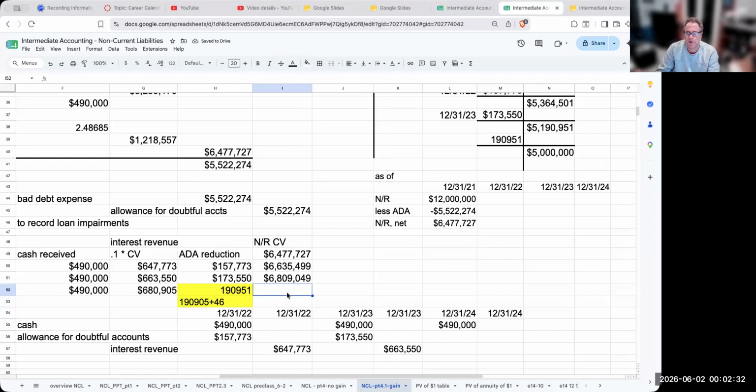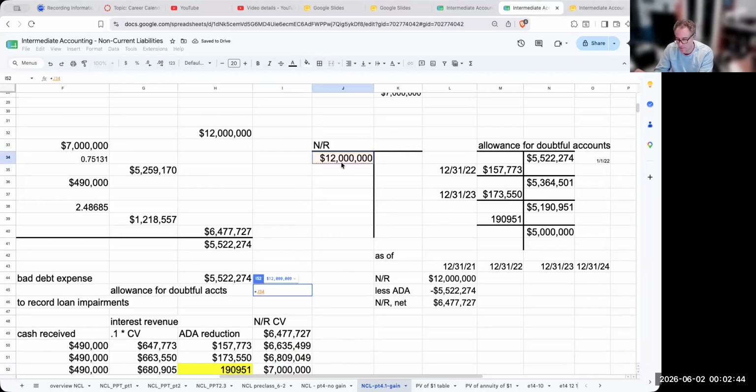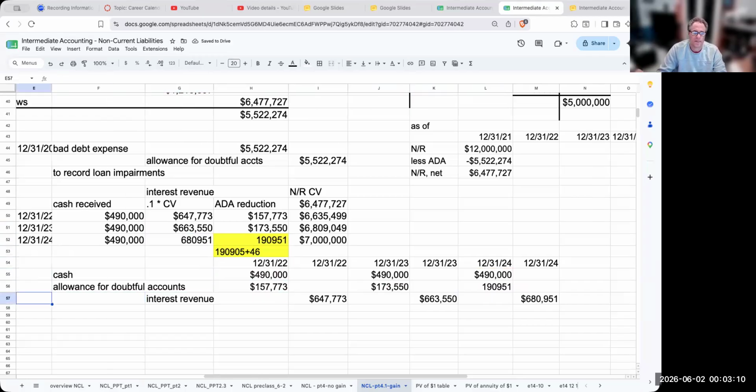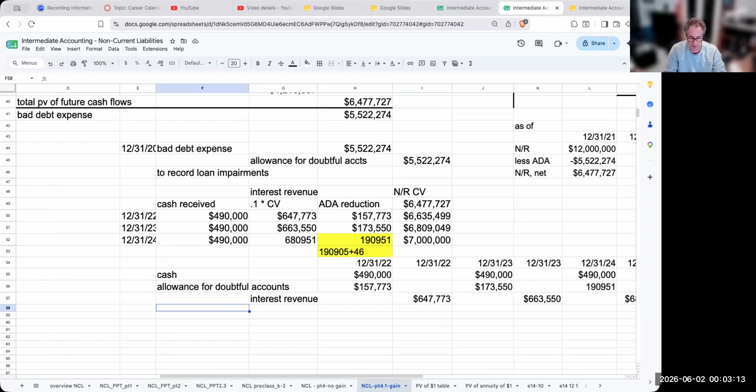Okay. So my note receivable carrying value is going to be at 7 million, or the face amount minus the allowance amount over here. So again, my allowance for doubtful accounts reduction is going to be right over here. My interest revenue is going to be right over here. So I need to also probably go through and adjust this, but that's okay. So let's go ahead and do this anyways. This should be 680,951.